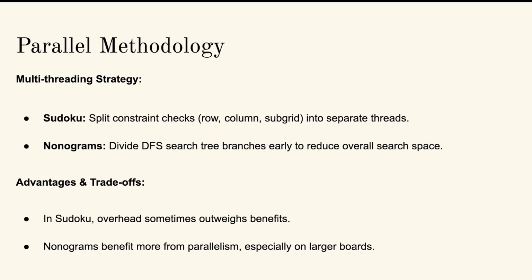For the nonogram solver, the situation is a little bit different. Since we're using a depth-first search to navigate a huge search tree, the idea was to divide this tree early on. We let different threads handle different sections of the search tree or different branches, and we use asynchronous calls, futures, and atomic variables to manage communication. So if one branch finds a valid solution, it tells the others to stop.